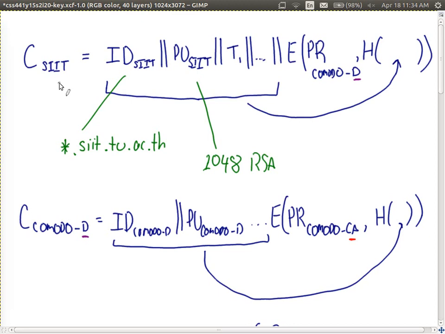So those chains can be quite long. It's not just two levels. Any questions on the role of certificates so far? Very important because used every day for web security and other application security.